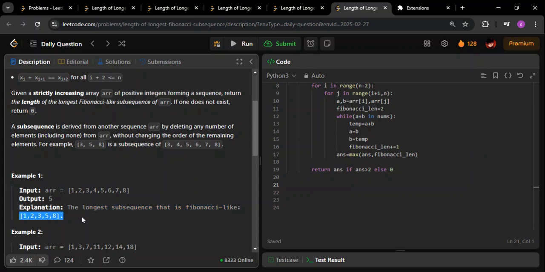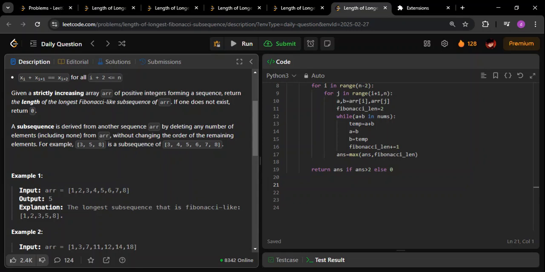What is the meaning of subsequence? Subsequence means the elements need not be adjacent. They need not be in a subarray. They can be apart from each other. In this case, if you see 1, 2, and 3, they are together, and after that 5 and 8. 5 and 8 are not connected to 1, 2, and 3. 1, 2, and 3 are here, 5 and 8 are here. So that's the meaning of a subsequence in this case.